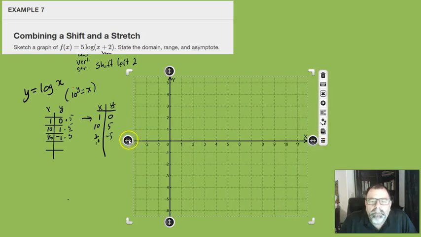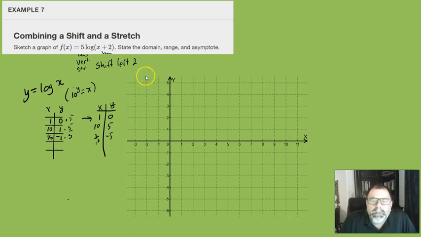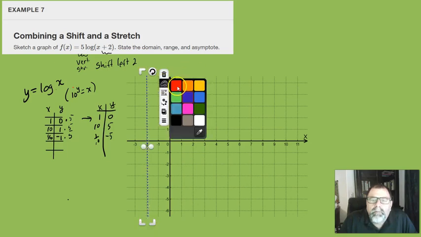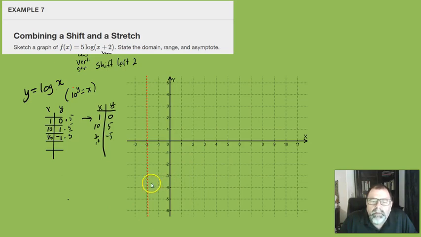I'm shifting it left 2 units. So now my vertical asymptote gets shifted. The red. I kind of messed it up, but okay, right there, close enough. Okay, and then we have a vertical stretch, so that's the 0, 5, -5.